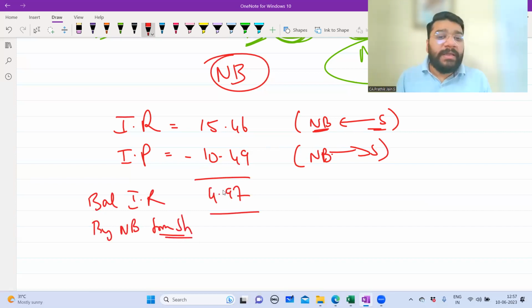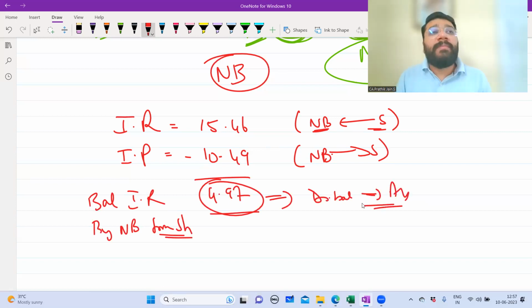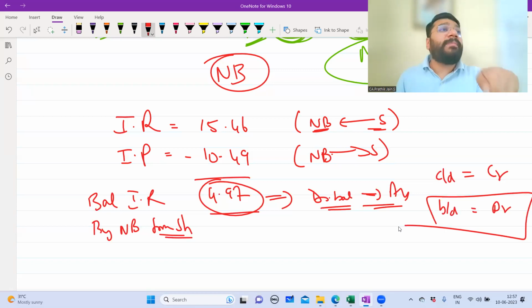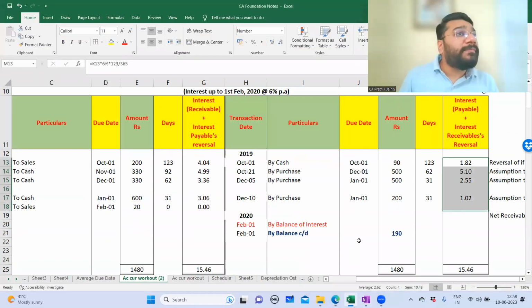Yes or no? Anything that is receivable is a debit balance. It is an asset. So where should the balance come? Carried down balance should come on the credit side. Brought down should come on the debit side. For a debit balance item, carried down balance will come on the credit side and brought down will come on the debit side. So the brought down balance will determine which balance it is.